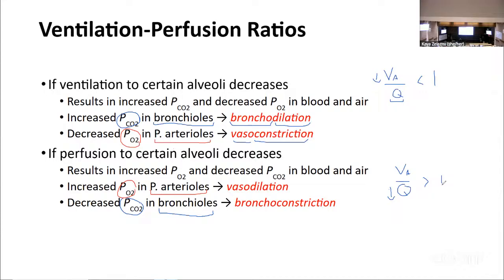So if we've got a blockage in our arterioles, we might just try to make that vessel bigger, right? Try to unblock it by just lowering our resistance. So oxygen is responsible for that. When we see our increased oxygen level, we're going to vasodilate.